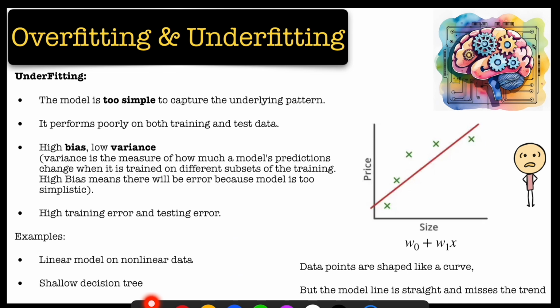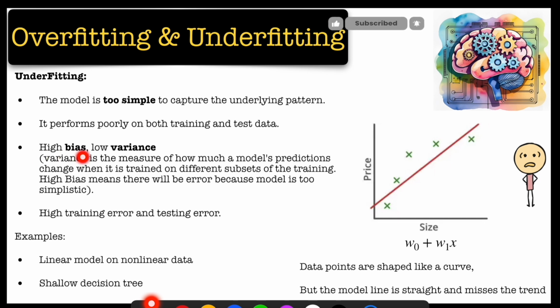What is underfitting? Underfitting is when the model is too simple to capture the underlying pattern. If you see the data here, this is the general trend of the data. The data points are shaped like a curve here. But if we try to fit the data with a straight line, we'll be missing the trend here. We just lost the general pattern of the data. So it performs poorly on both training and test data. This straight line will not capture the training data, and it will not capture the test data either.